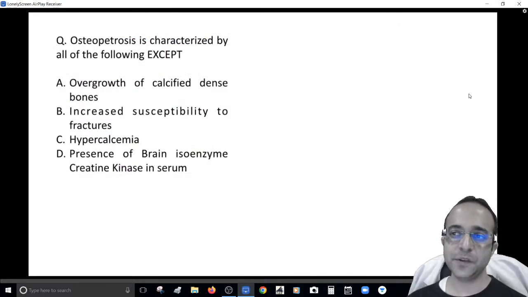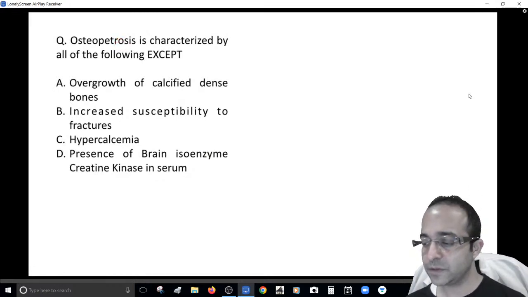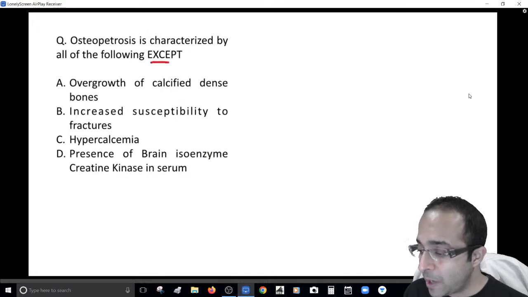Wonderful. So as I finish up this part, osteopetrosis, just sharing a small MCQ with you. Let me see if you can pick this up. Osteopetrosis is characterized by all of the following except. So you have to tell me the false statement.